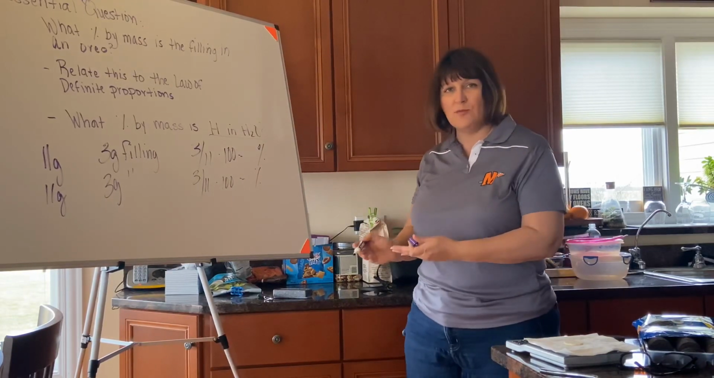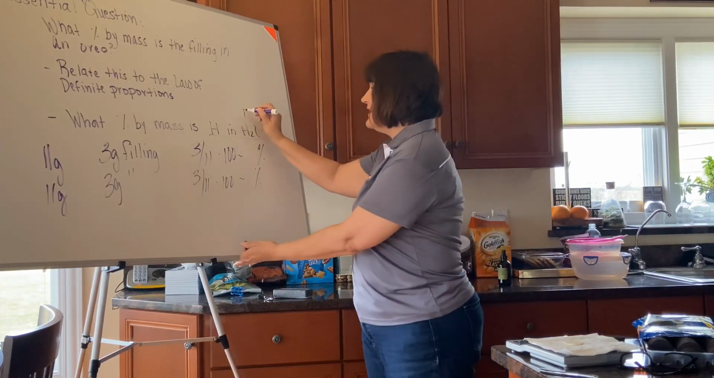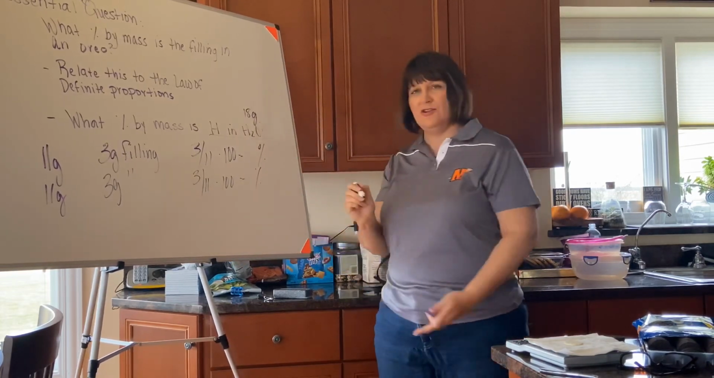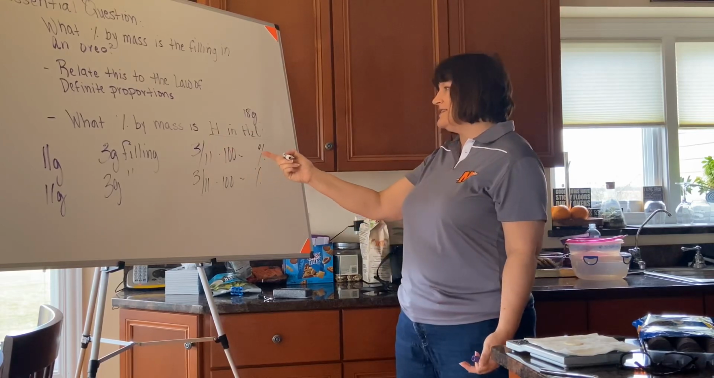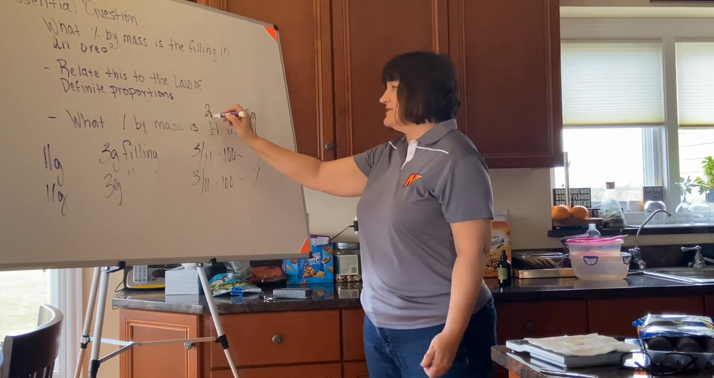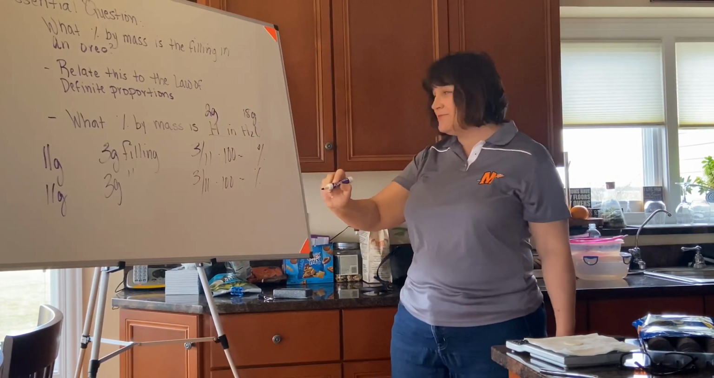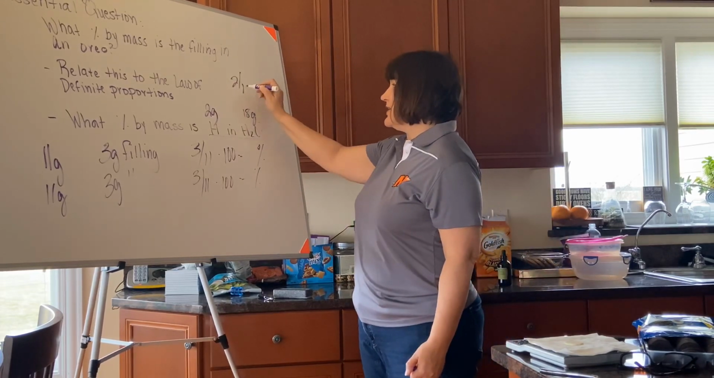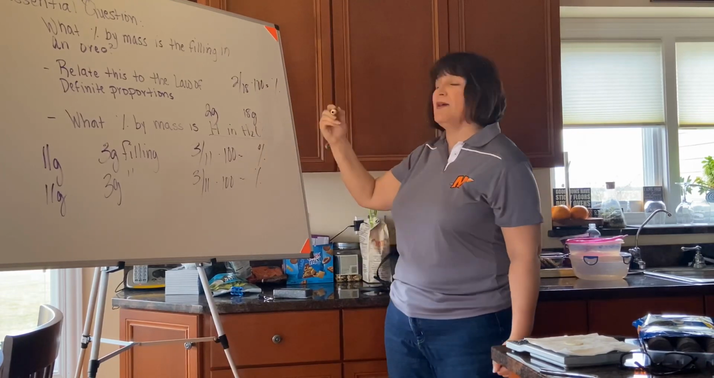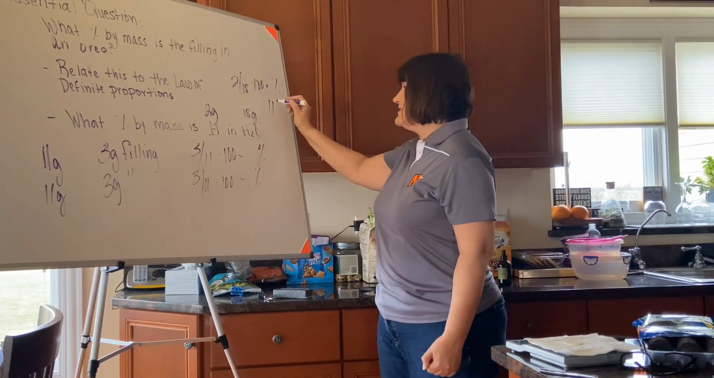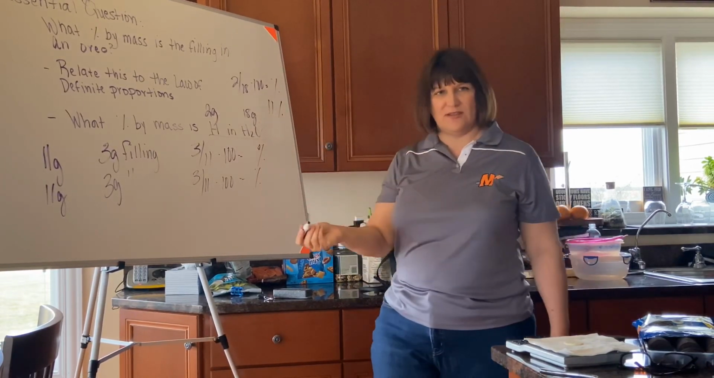If I have 1 mole of water, I have 18 grams of water. Well, what percent by mass is hydrogen in that? 2 grams per mole. 2 over 18 times 100 would then give me my percent of hydrogen. It would be around 11%.